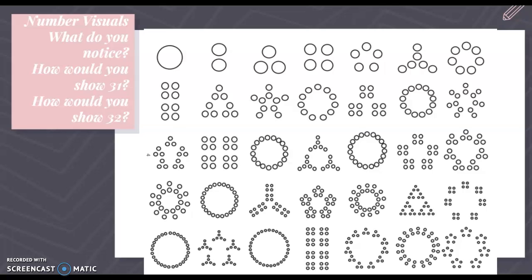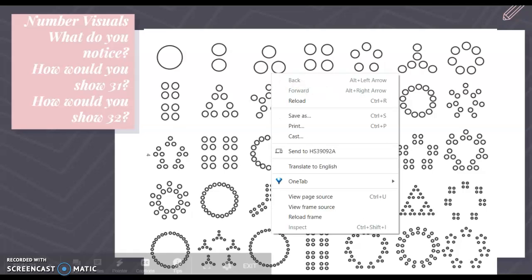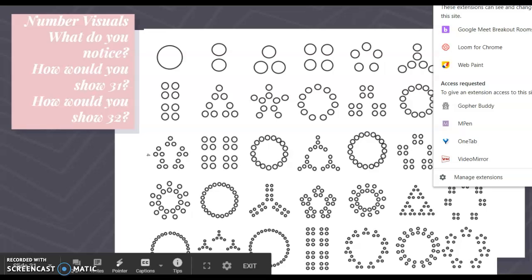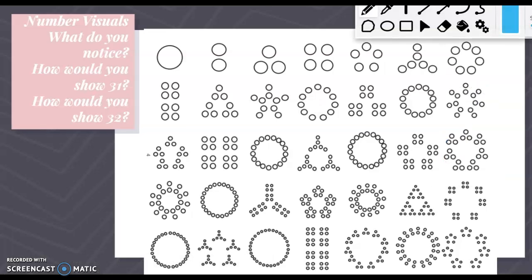So for today's math activity, you're going to look at this visual representation of some natural numbers. I'm going to write here for a second so you can see it. This is the number 1.